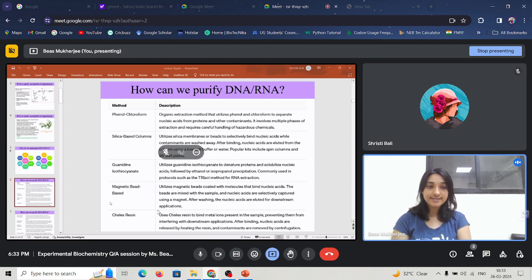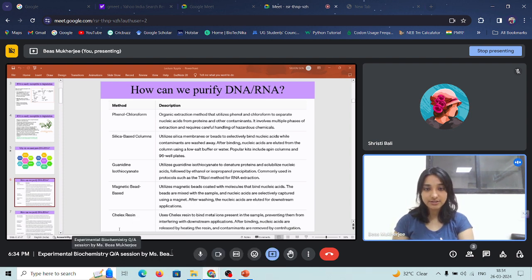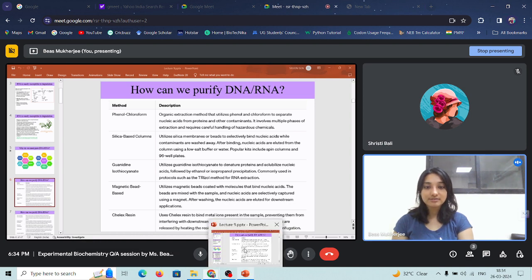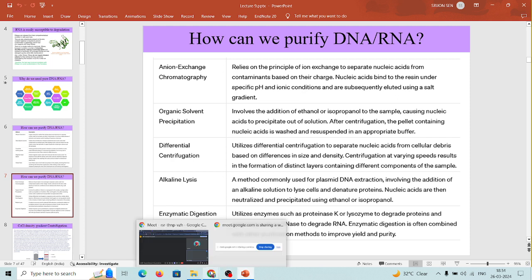Then there is Chelex resin. So this is new. Chelex resin binds to metal ions present in the sample, preventing them from interfering with the downstream applications. After binding, nucleic acids are released by heating the resin, and contaminants are removed by centrifugation. So you can learn about this, about Chelex resins. We do not have questions on this actually, and so we will not be looking at this in very high details. Okay, now comes in other methods of nucleic acid purification.